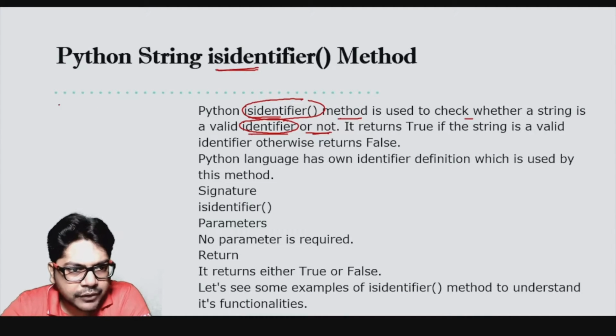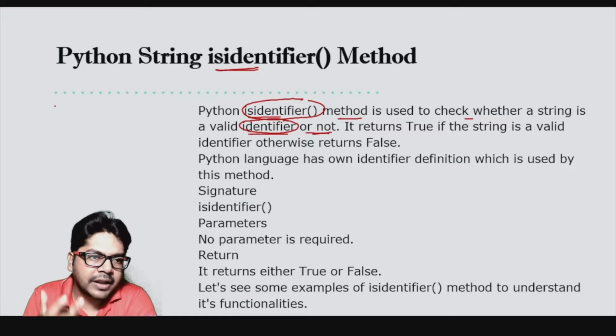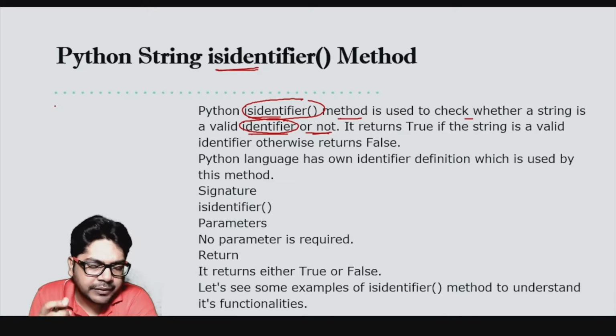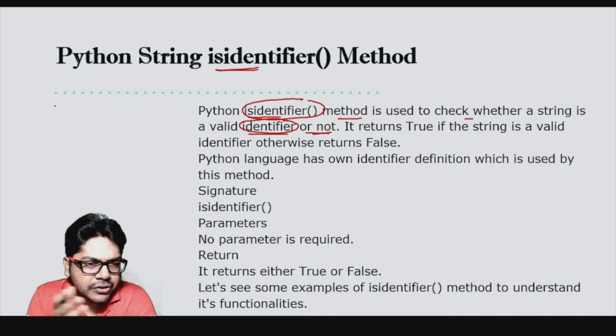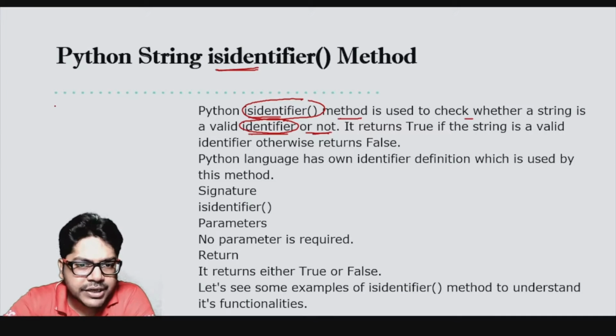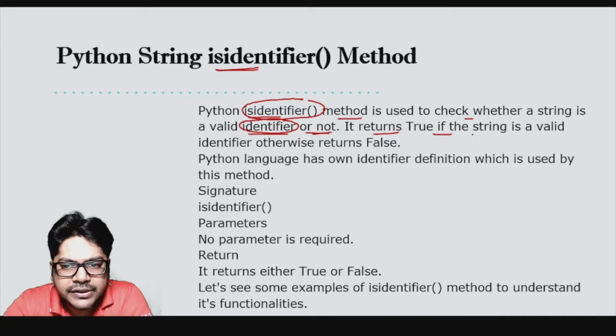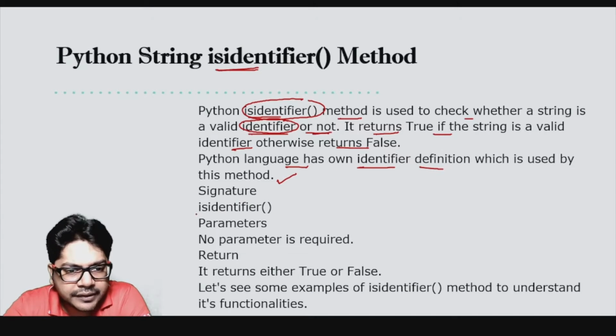If you remember correctly, every identifier has certain rules: it can start with an alphabet, and it should not start with a number. So this method is used to check that. It returns true if the string is a valid identifier, otherwise it returns false. The Python language has its own identifier definition, which is used by this method. The signature is isidentifier, and no parameter is required. It returns either true or false.